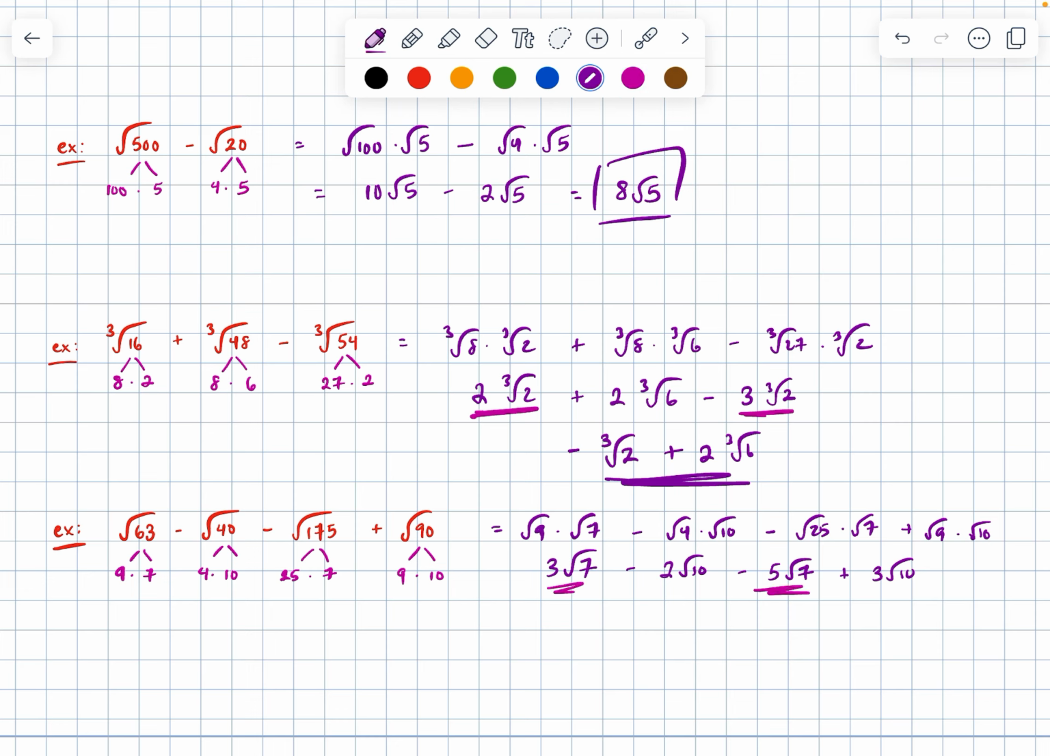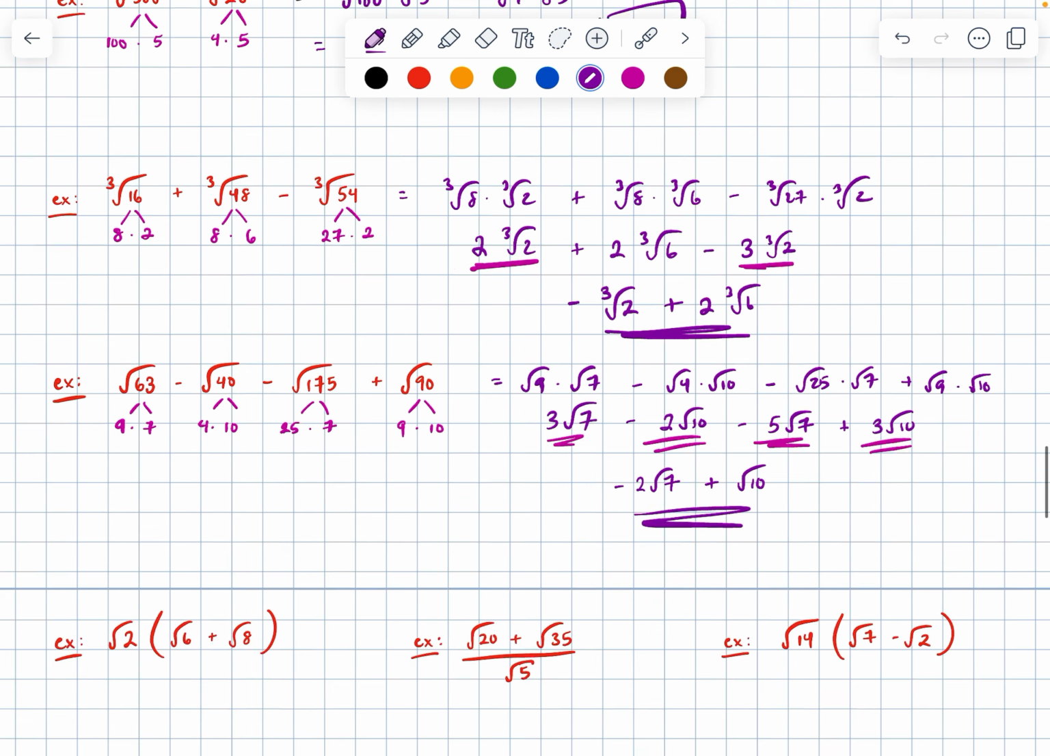Well, I've got 3 root 7 minus 5 root 7. Well, 3 of them, I take 5 of them away. That leaves me with negative 2 root 7s left. And then I've got negative 2 root 10s. I add 3 root 10s. If I started with negative 2 and I add 3, that leaves me with 1 root 10.